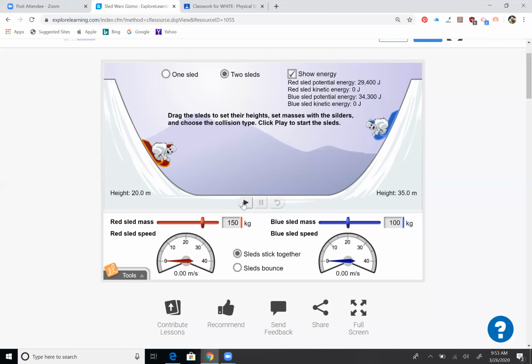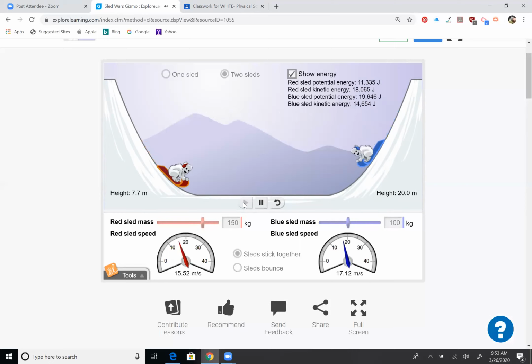And because it has more what? Potential energy. Good. It has more energy, more potential energy. So let's watch.